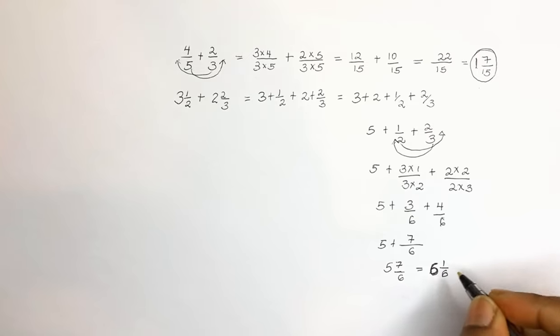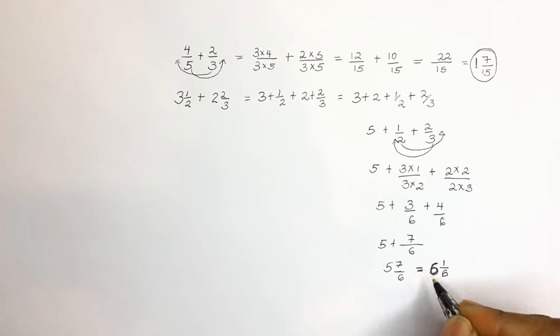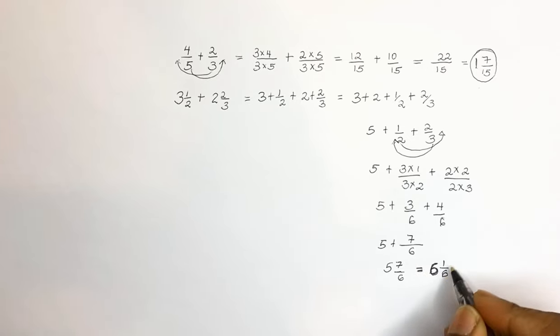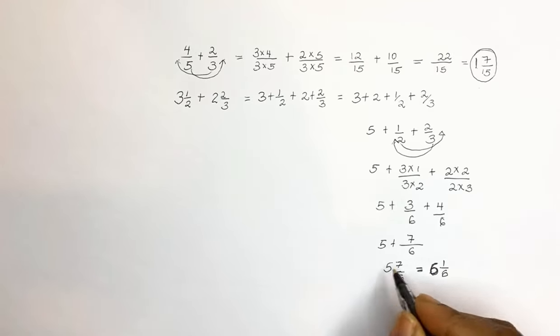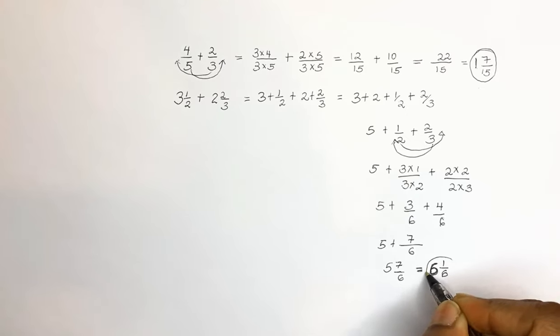And we can double check if this number is actually equal to this one, and we can do that by multiplying and adding: 6 times 6, 36, plus 1, 37 over 6, and 6 times 5, that's 30, and then plus 7, that's 37. So it is equal, and this will be our final answer.